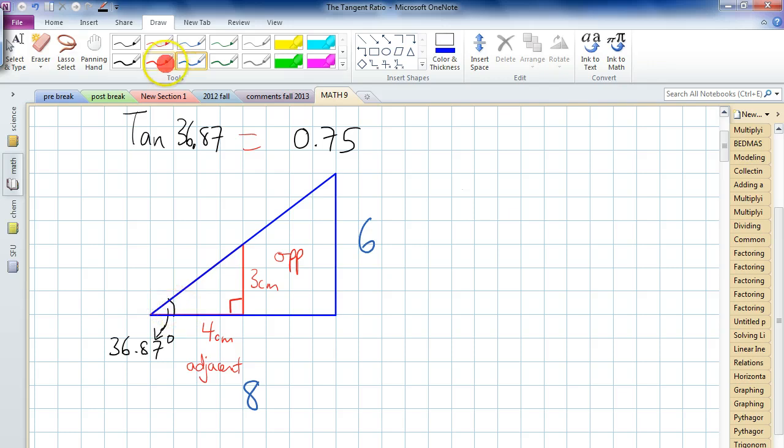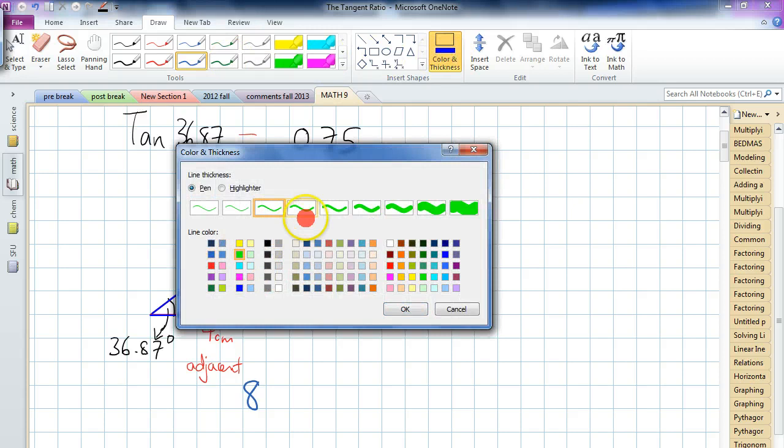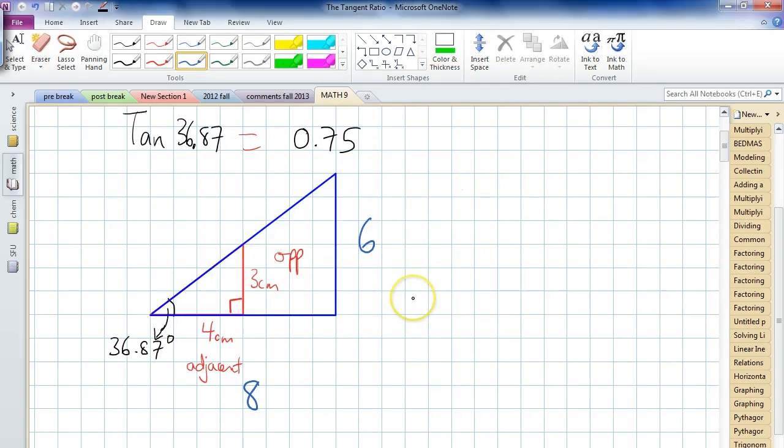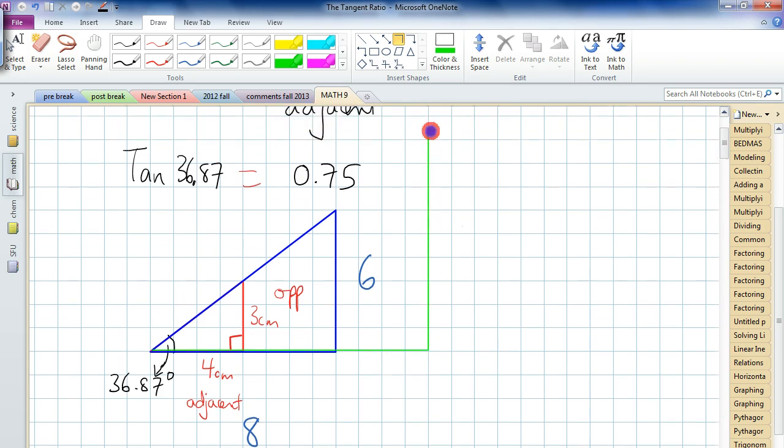And it works for even a bigger triangle. Let's go green here. Let's say we have another triangle with the same ratio of 3:4. How about 12? 12 on the adjacent side and 9 on the opposite side. So 8, 9, 10, 11, 12, 6, 7, 8, 9.